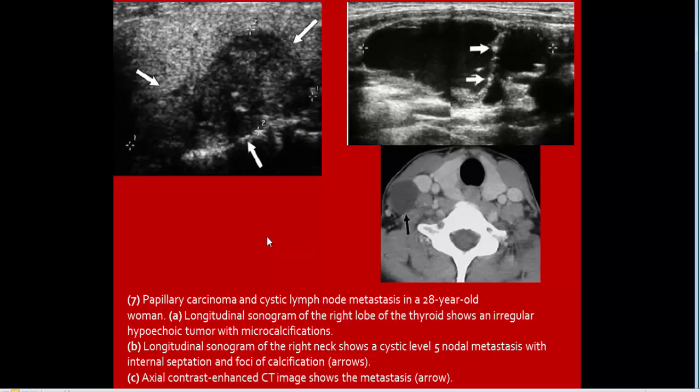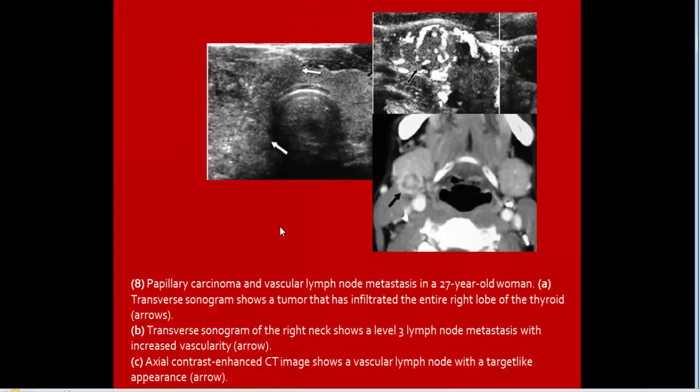This example, papillary carcinoma with cystic lymph node metastasis. We see the right lobe of thyroid, an irregular hypoechoic tumor, and microcalcification. And this sonogram of the right neck shows a cystic level 5 nodal metastasis with internal septation and foci of calcification, and CT also shows the metastatic lymph node. This is papillary carcinoma, vascular lymph node metastasis.